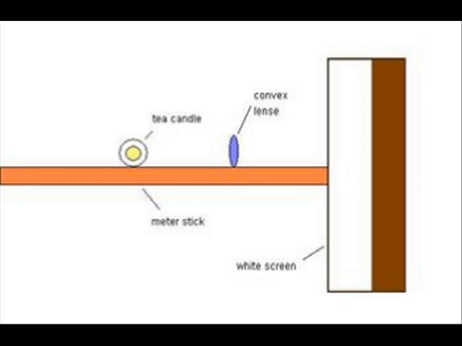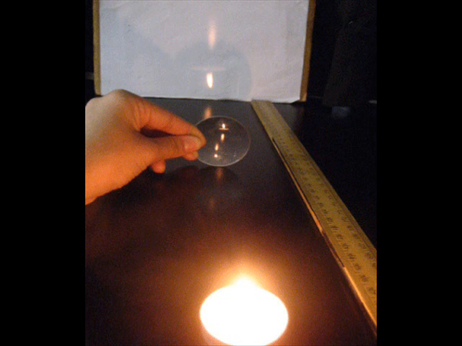We were careful to make sure that the meter stick was perpendicular to the screen and was touching the screen in order to get accurate measurements. The location of the lens and candle were adjusted alongside the meter stick so that a clear and focused image of the T candle could be viewed on the screen. The image formed on the screen was a real and inverted image.